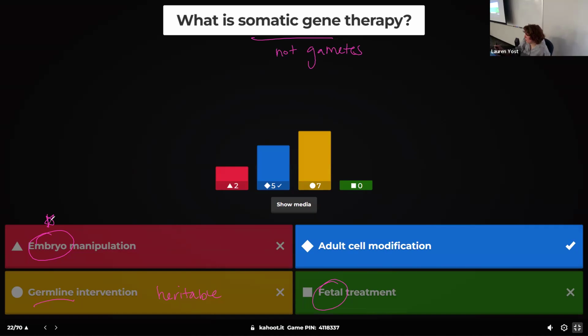Somatic is body cells. That's what somatic literally means. And if we are causing gene therapy in existing body cells, the best comparison would be adult cell modification here, because the other ones would be germline modifications.